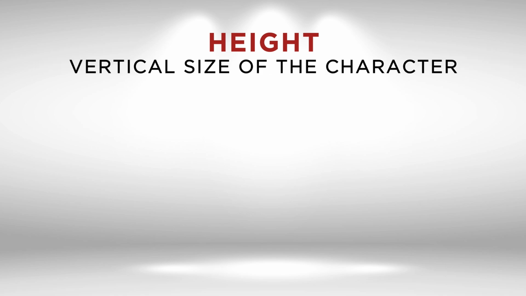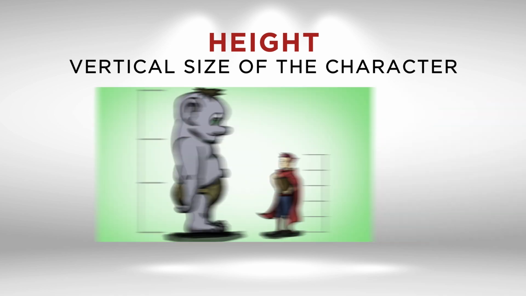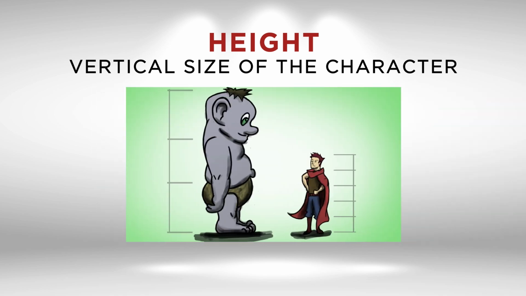Next element, the height. These are different than the proportions. The proportions are just a way to tell the age of the character, but have nothing to do with the character's height. The height is determined by the vertical size of the character in comparison with other characters. For example, this is a giant troll baby beside a very confused warrior.